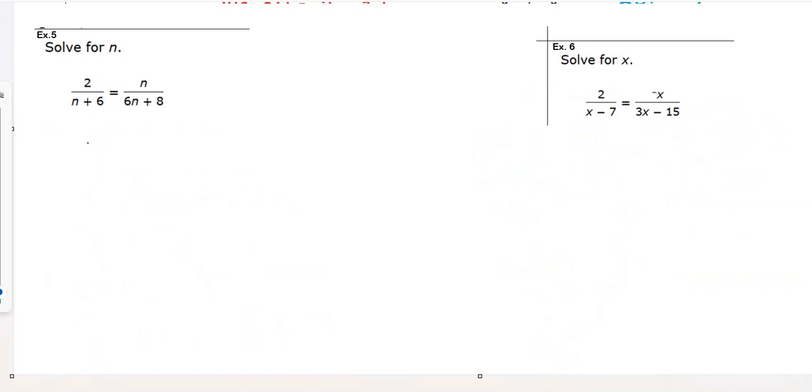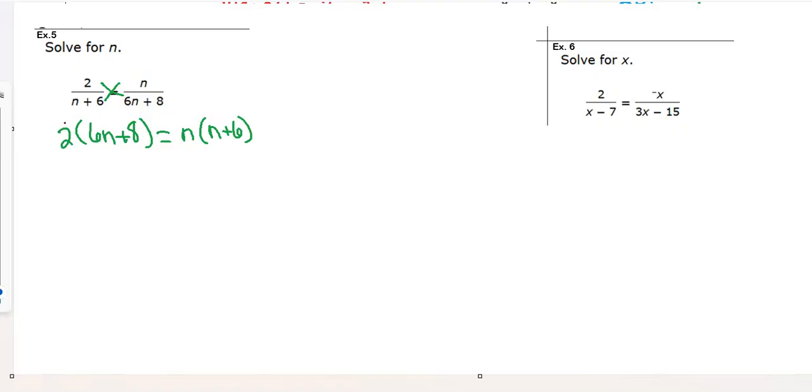All right, we're on to example number 5. This one's going to be a little bit different. The first step is to cross multiply. I'll do this one first: 2 times 6n plus 8 equals n times n plus 6.